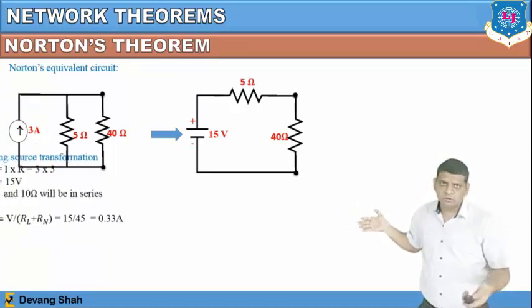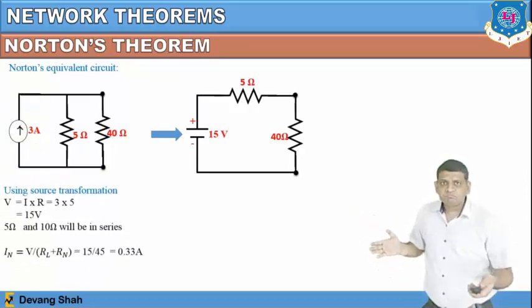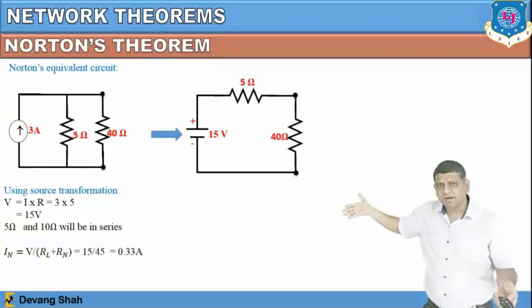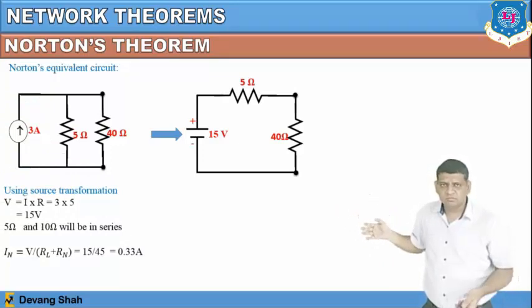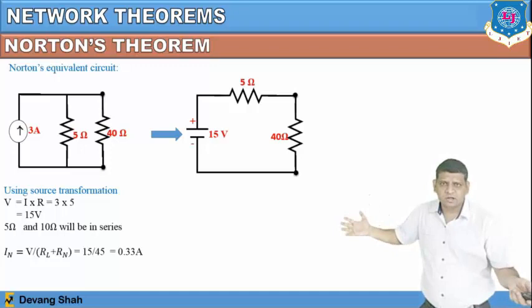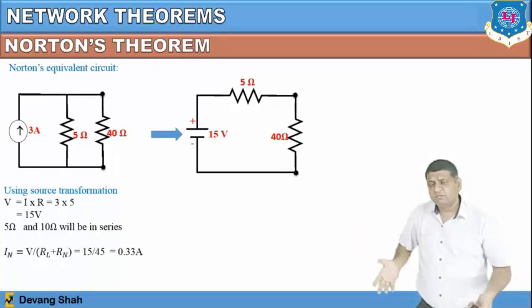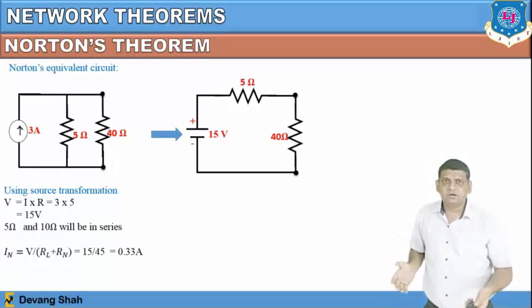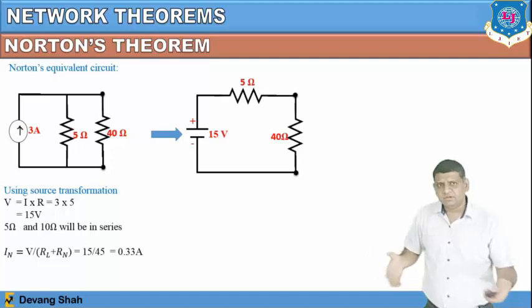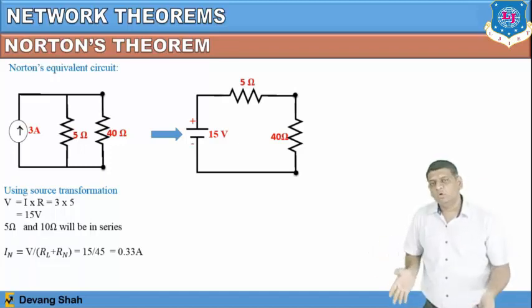That is also possible, but since it is a simplified network, you can use either equation. You can find the value of IN or IL, which is nothing but 0.33 ampere, which is the current passing through the 40 ohm resistance, right?